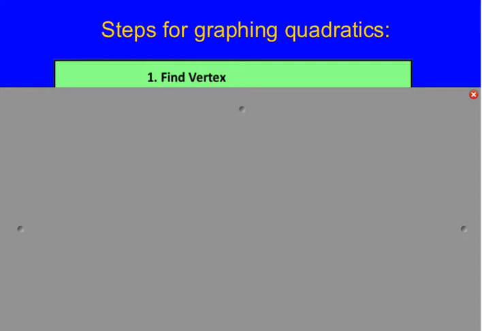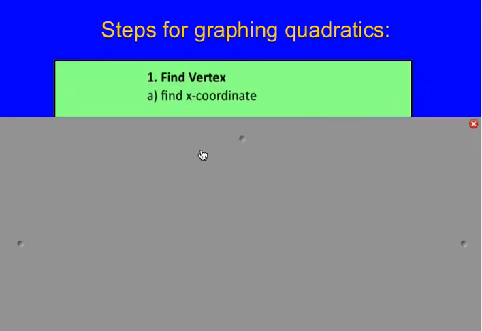Taking a look at graphing quadratics. To find the vertex, your first step is going to be to find the x-coordinate. To find the x-coordinate, remember that's the formula opposite of b over 2a, which I think I may have on here.